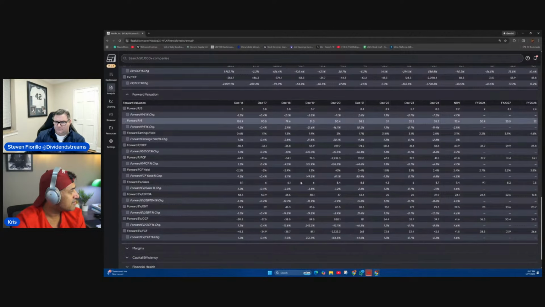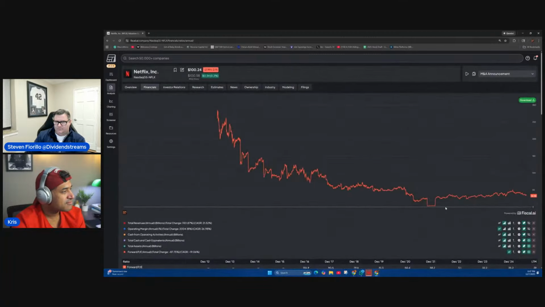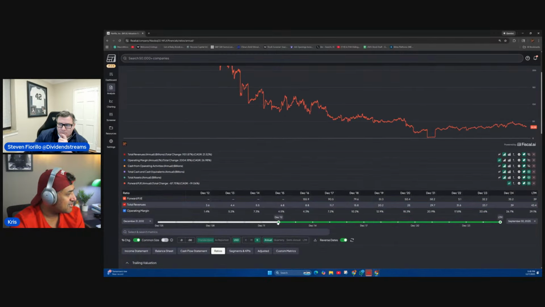Forward PE. Okay, so forward PE, even though it historically has been super high, this is just how it is. When you go from profitability, you're going to have a high PE because you're just generating a few dollars per share, and then because your growth is so high, it's over here. So its PE is 30 something.